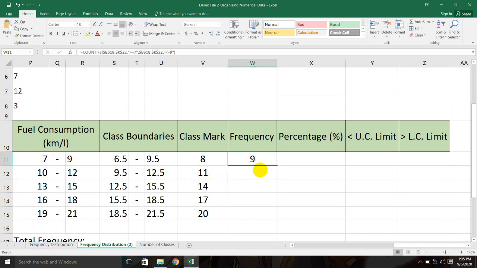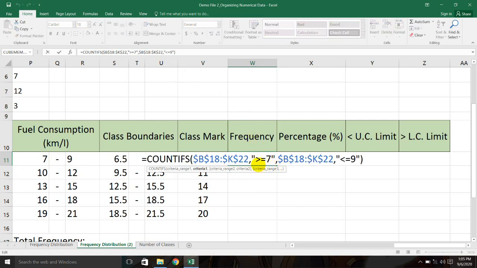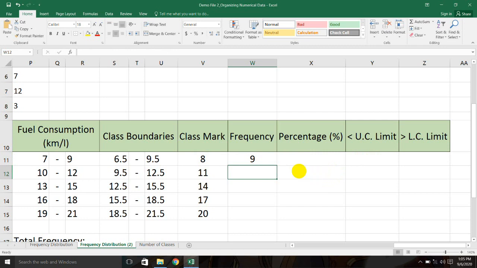So that's how you use the COUNTIFS function. All you need to do is set this range and select a criteria which is greater than or equal to 7. Then select the same range for another criteria, and this time it's less than or equal to 9, because the numbers that should be counted should not exceed 9, but could be equal to 9. So it counts 7, 8, and 9.